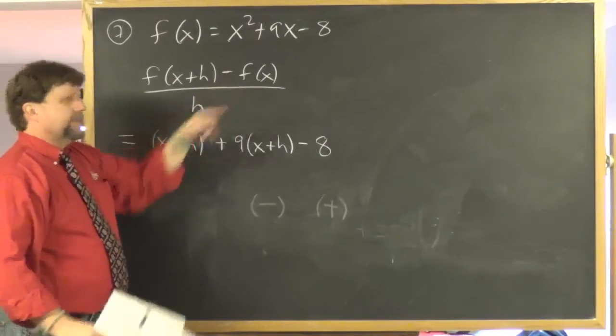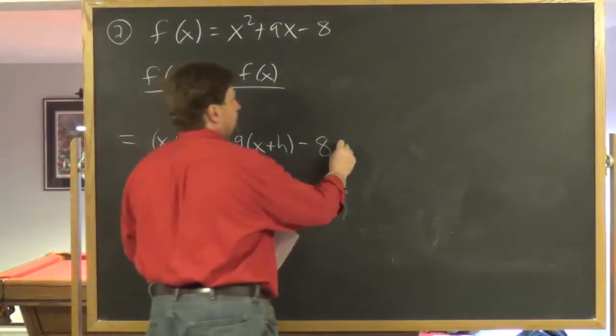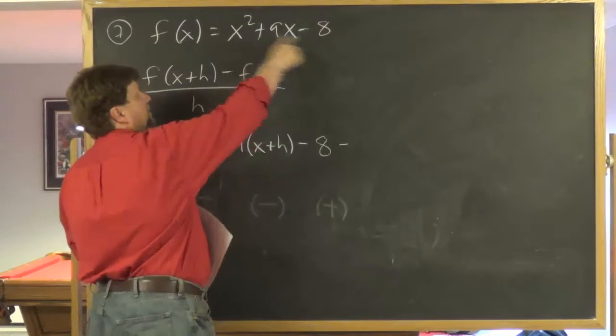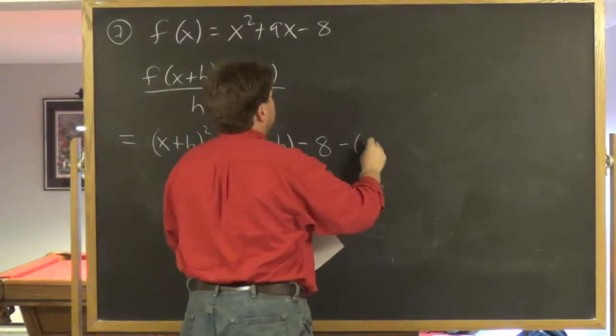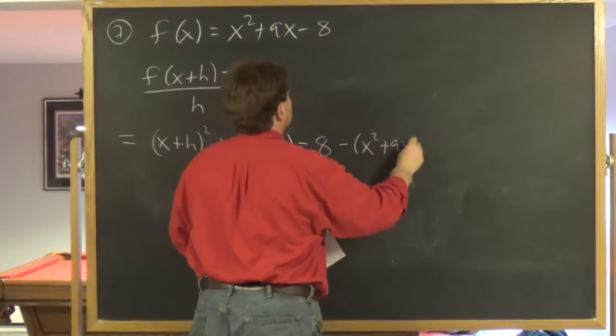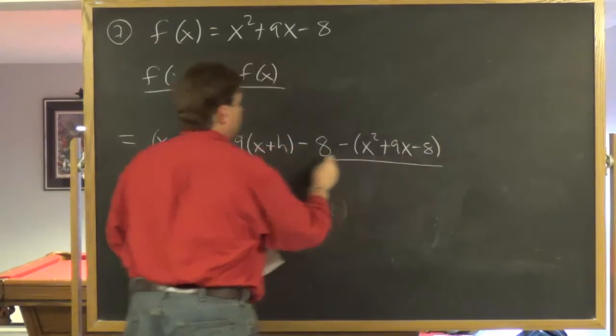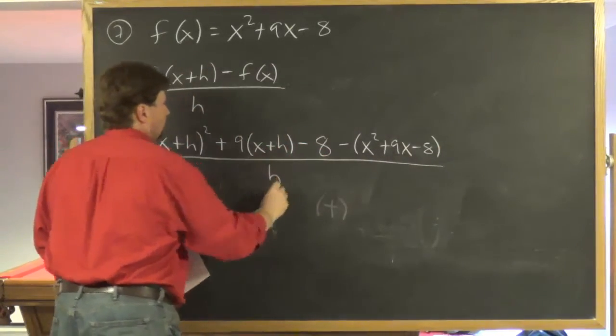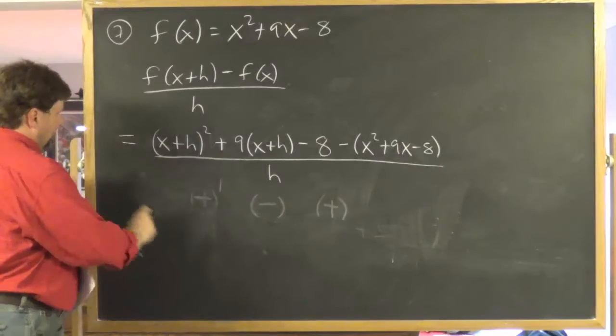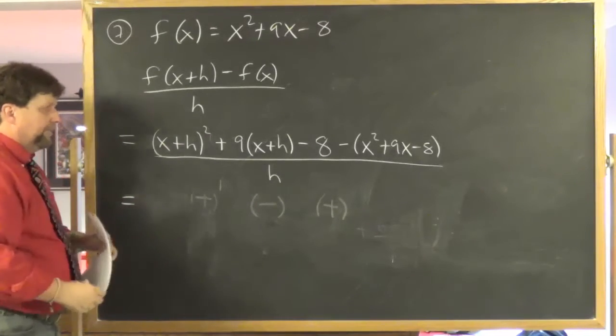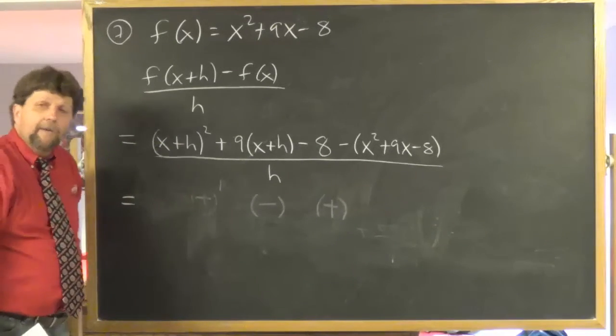Okay, now minus f of x. Well, f of x is this beastie, so I better put it in parentheses. And then all of that over h. And now we just have to clean it up. Technically we've evaluated, now we need to simplify.